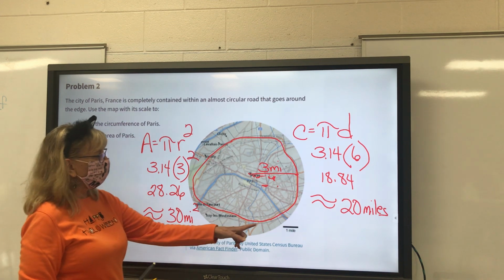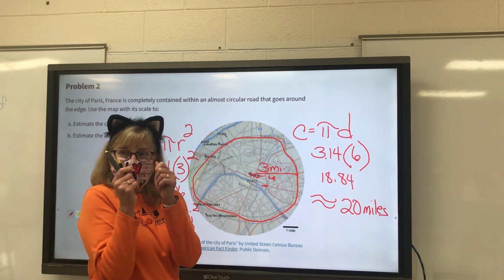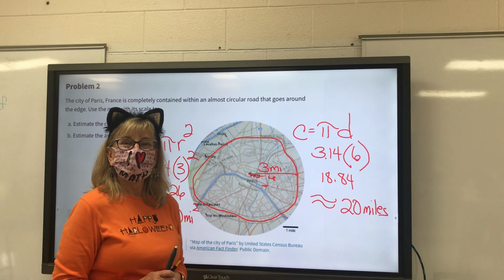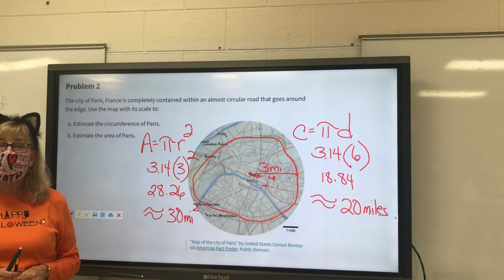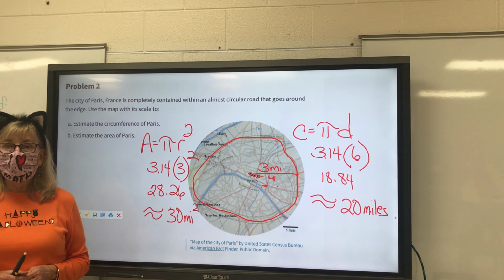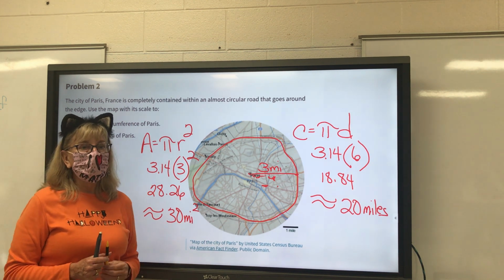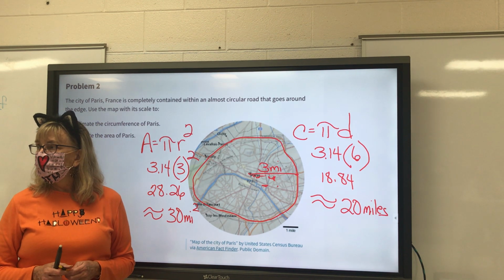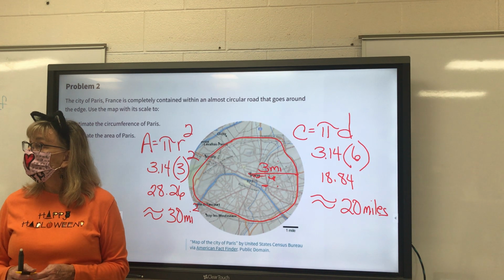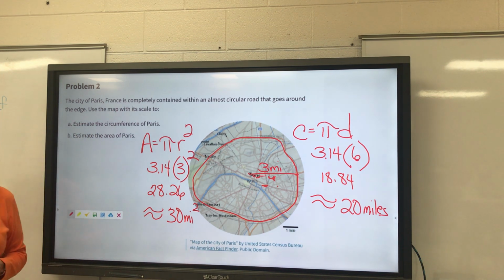I didn't have a ruler to do it, so I just took my sticky note and made a little ruler. That's something you may have to do on a standardized test if they give you a map. They may not give you a ruler, so you can make your own little ruler. Questions you have for me? Alan? Is it making sense? Okay. Can I erase? Why don't you take a screenshot of it?